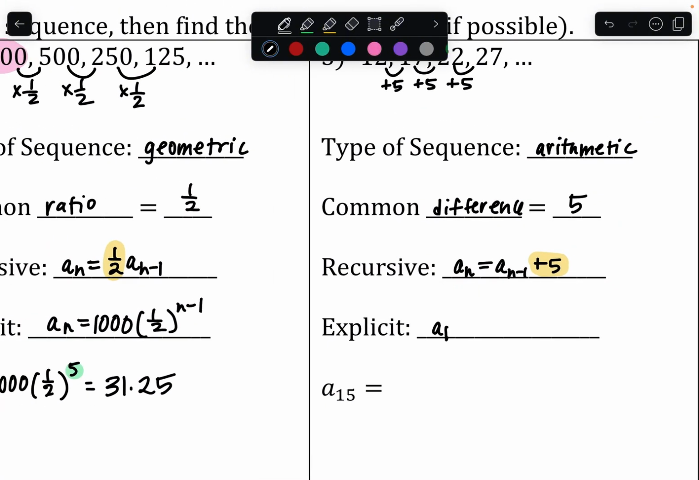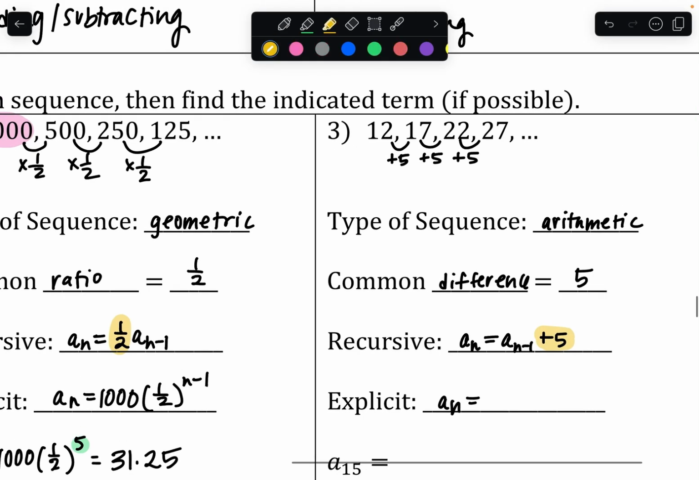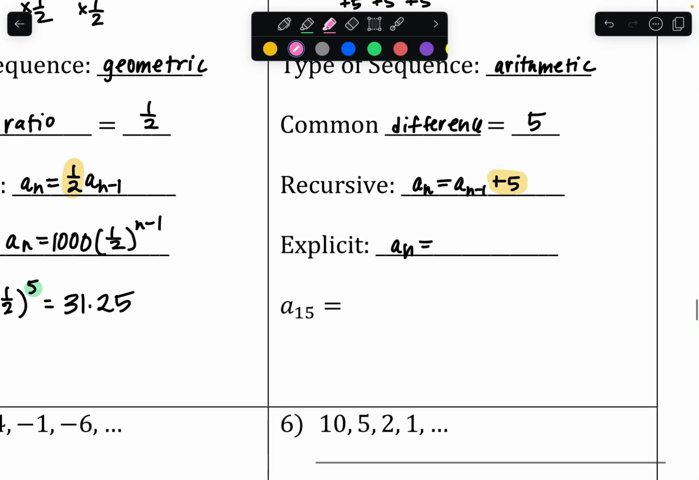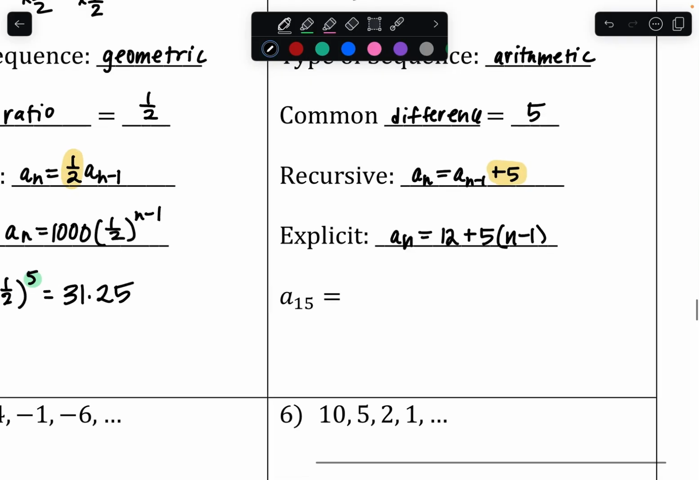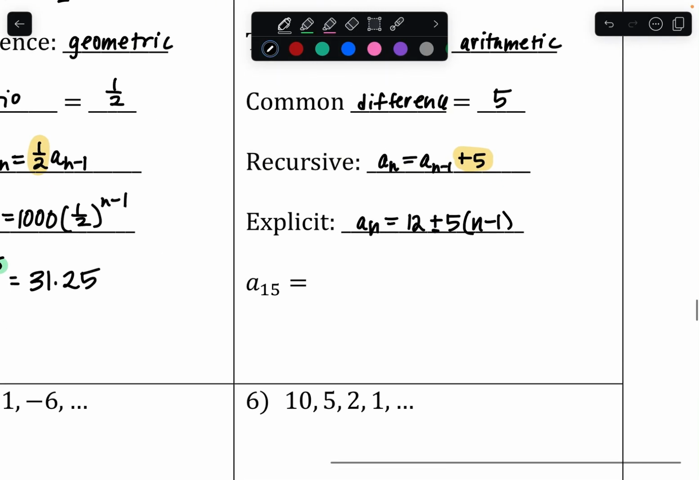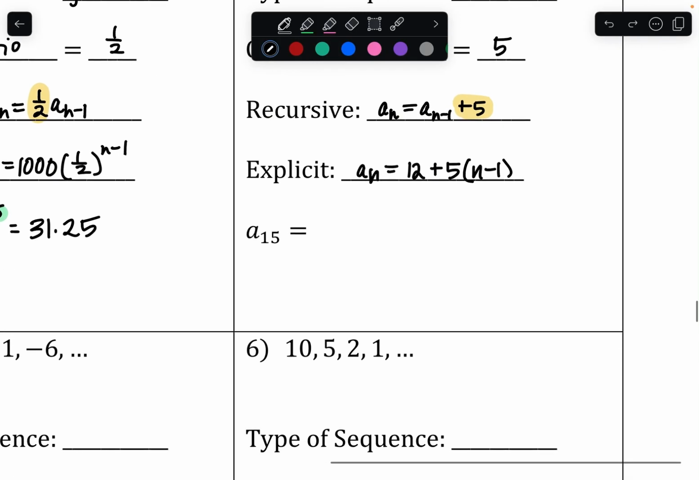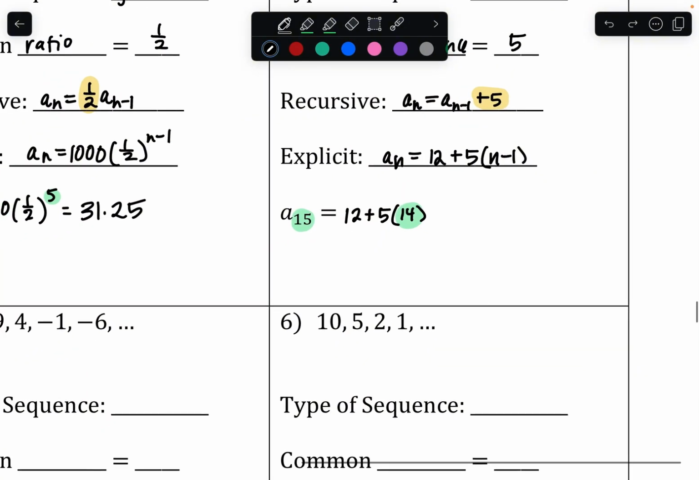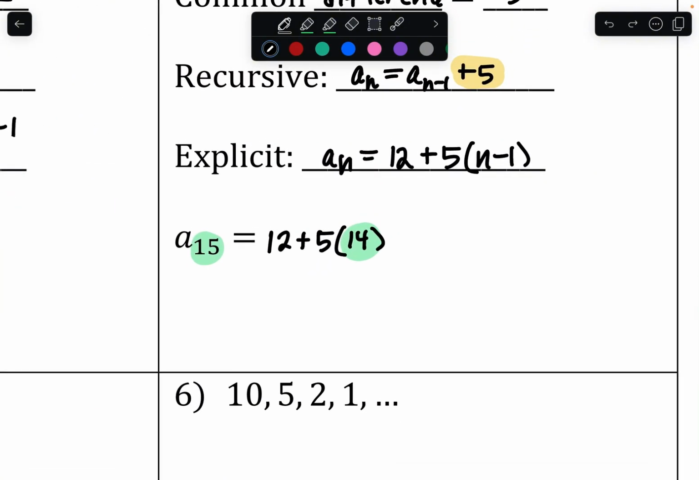For the explicit notation, starting with the first term, which in this case is 12, we are going to add 5 to it n minus 1 more times, not an exponent. A lot of people start putting that in the exponent. This is repeated addition, which means multiplication. And so to find the 15th term, I would take 12 and I would add 5 to it 14 more times. Okay, you always do it one less than the term number you're trying to get to because you're starting at the first. If you add 15 more times, you've gone to the 16th spot.